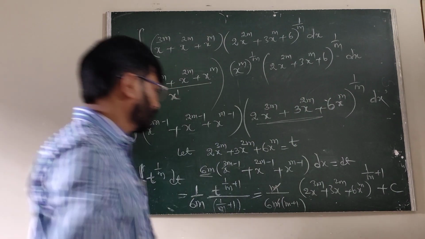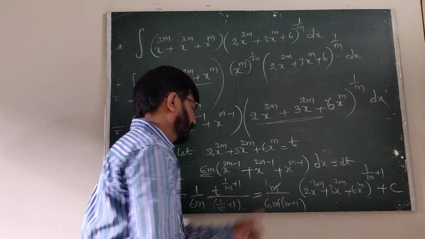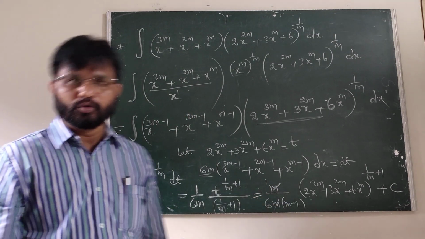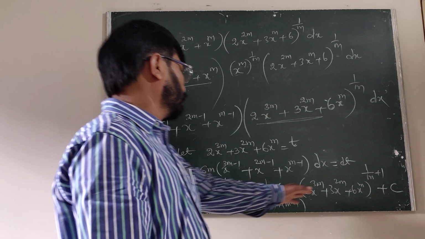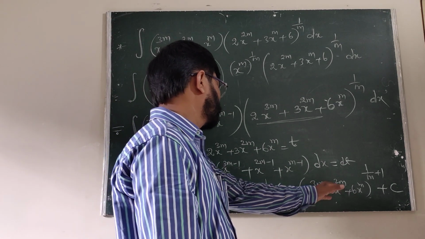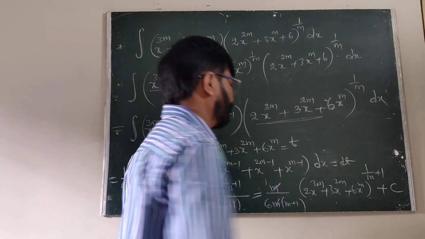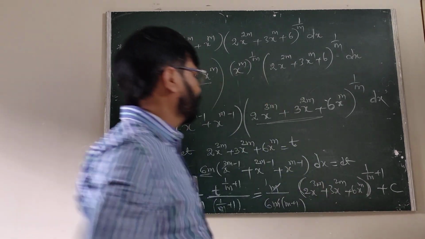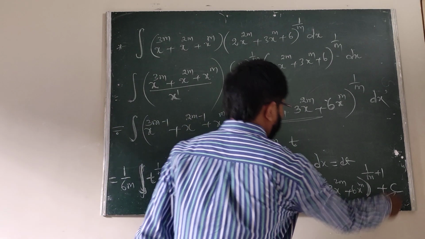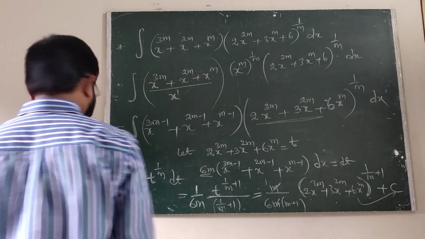This is the m. Therefore 1 upon 6 into (m+1), that is (2x^3m + 3x^2m + 6x^m) whole power 1 by m plus 1, plus c. This is the final answer. Okay. Yes.